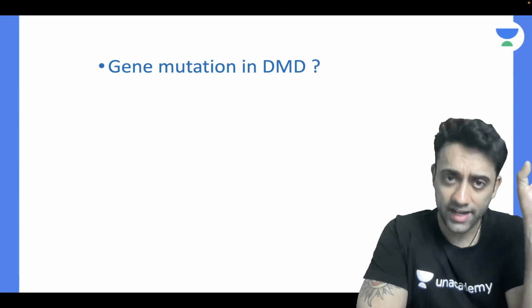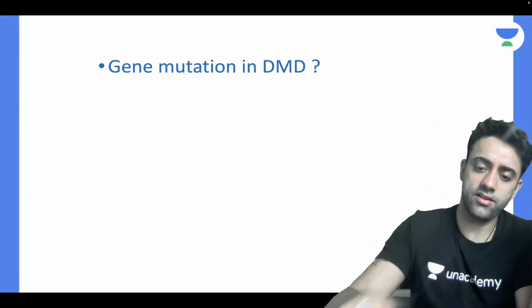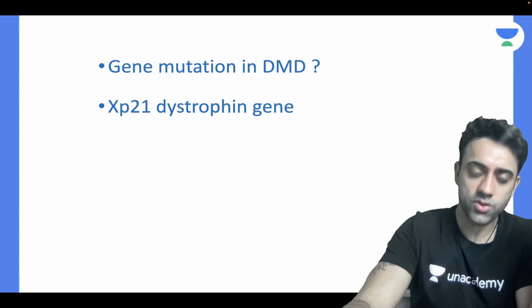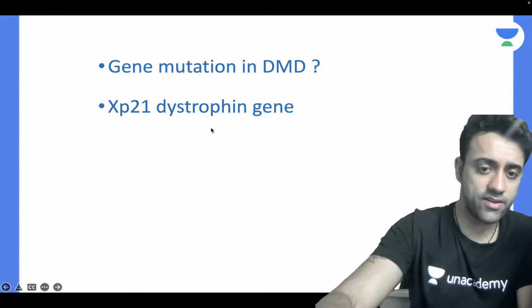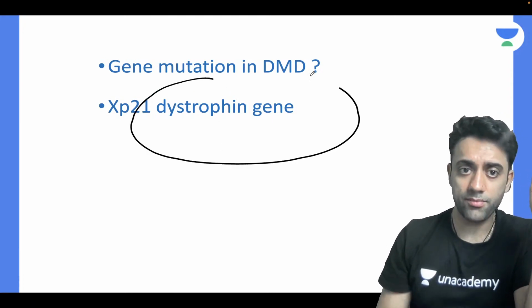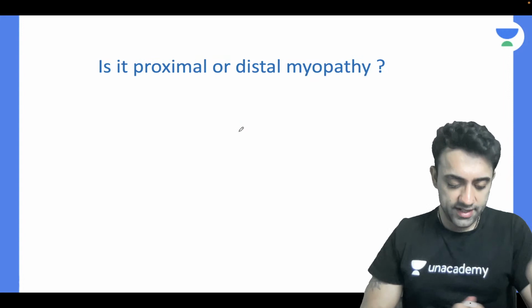10 more minutes, then we're going to end this class. What is the gene mutation you see in Duchenne muscular dystrophy? The answer is the Xp21 dystrophin gene. Everyone knows it's already an exam question. That's why it was an FMG question. Which gene has the problem? The dystrophin gene has the problem.